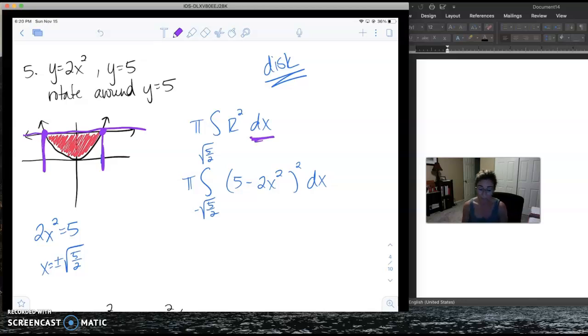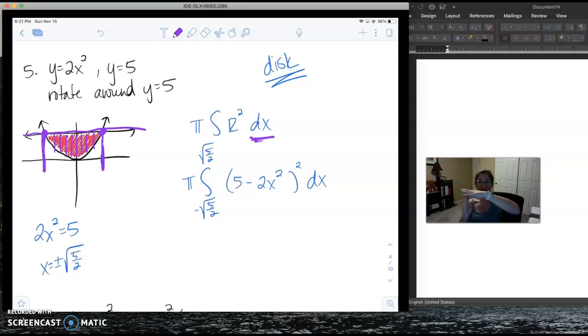So it looks like I want to integrate with respect to x. That means my rectangles are going to be stacked like this, right? And if my rectangles are stacked like this, but my axis of revolution is y equals 5, it looks like those two things are perpendicular. My axis of revolution, my rectangles are this way. Since they're perpendicular, I know that I'm going to use either disk or washer.